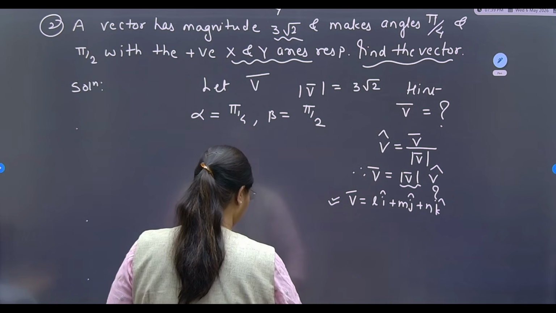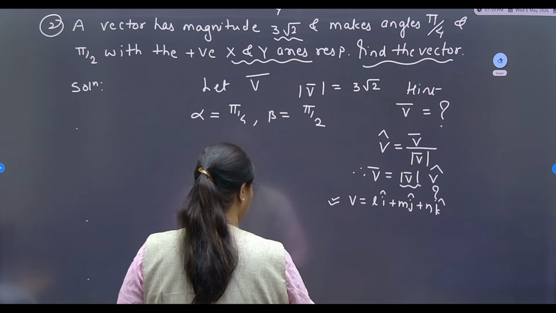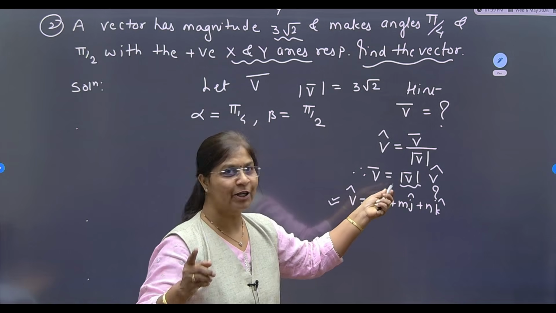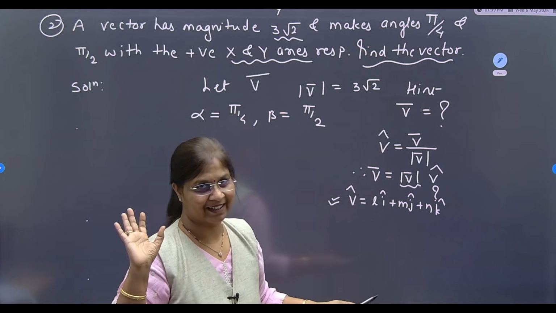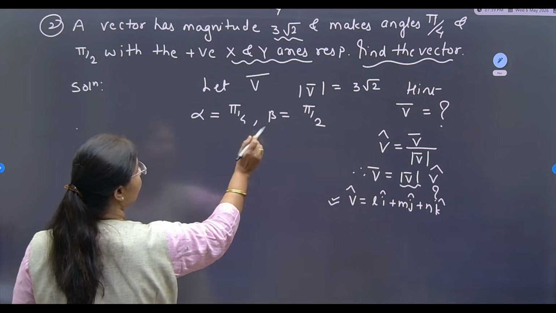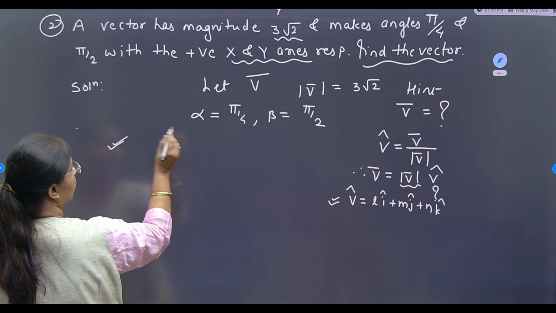Then using that L, M, N, here not V bar, here V cap, and V cap into its magnitude, then we get the required vector. This is our hint. Alpha is given, beta is given. First we have to find gamma.